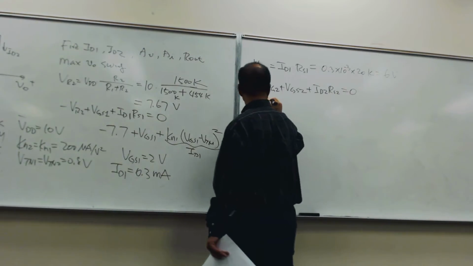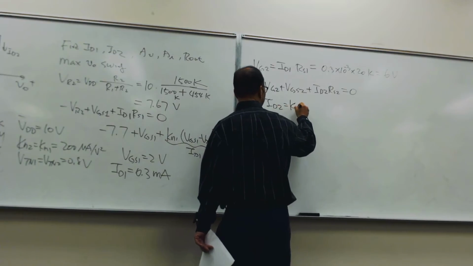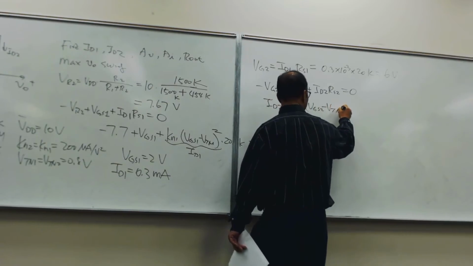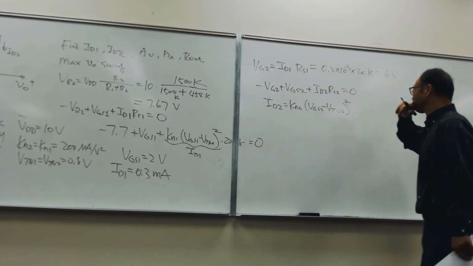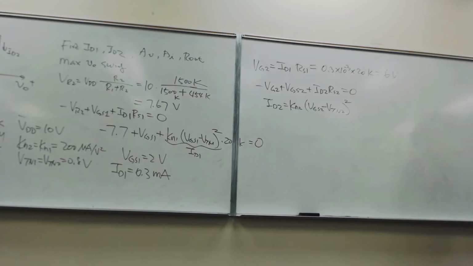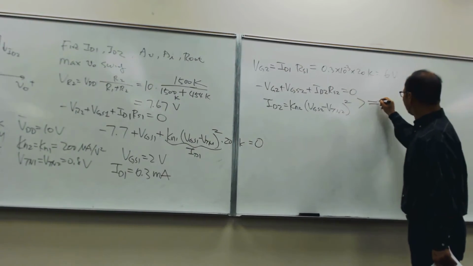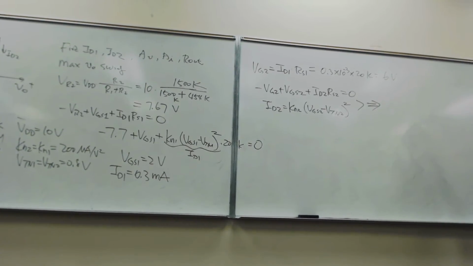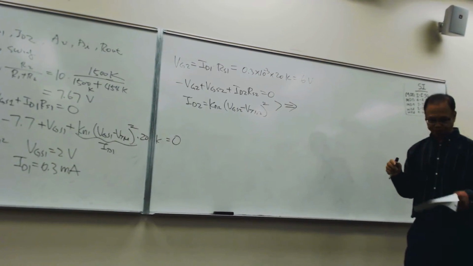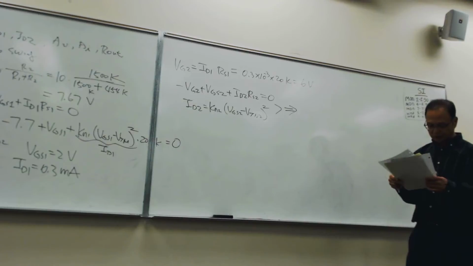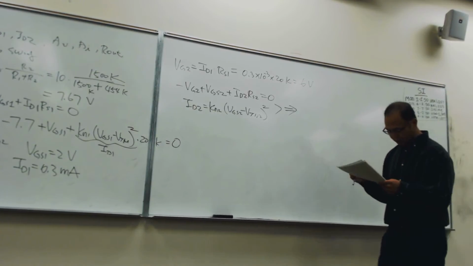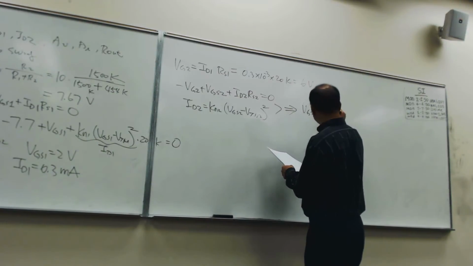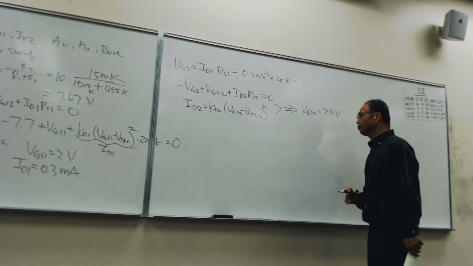And ID2 is equal to KN2 times (VGS2 minus VTN2) squared. So you combine the two, and you get a single equation with VGS2 as the unknown. Let me see what number I got. I got VGS2 equal to 2.4 volts.